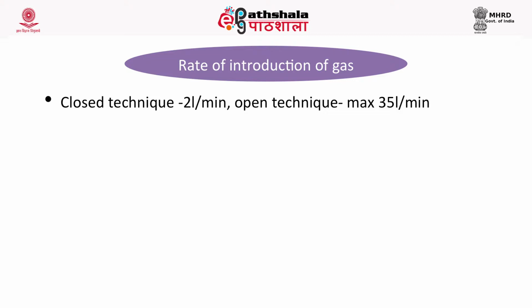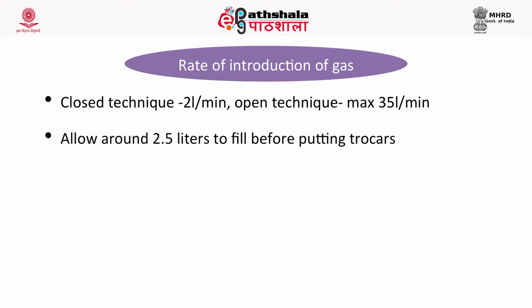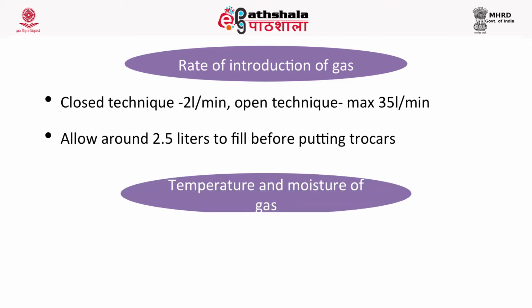This is used through Hasson's cannula, and the rate of gas flow through it could be up to 35 liters per minute. Our target should be that the gas inflation should be slow and comfortable, up till around 2.5 liters of gas in the abdominal cavity, so that it is full, and when we are introducing other trocars and cannulas into the abdominal wall, it provides a counter pressure against it and hence saves the organs.